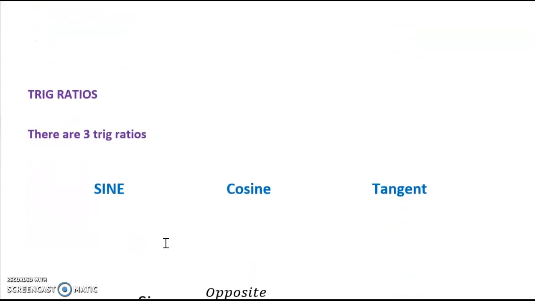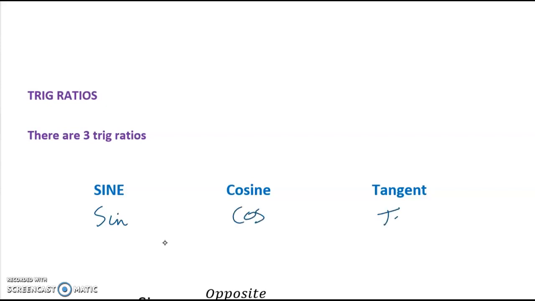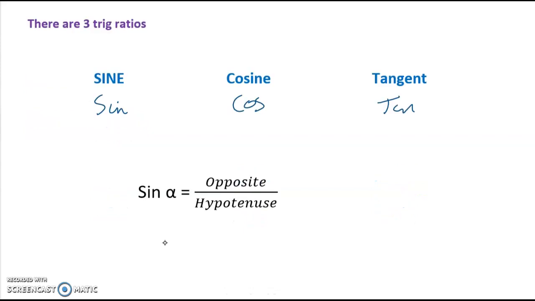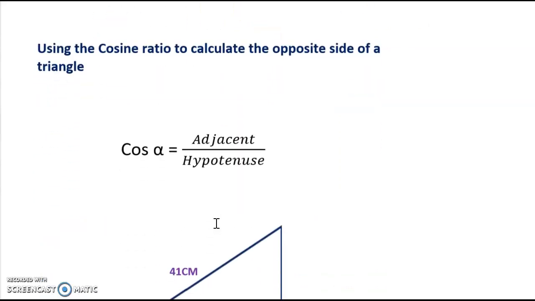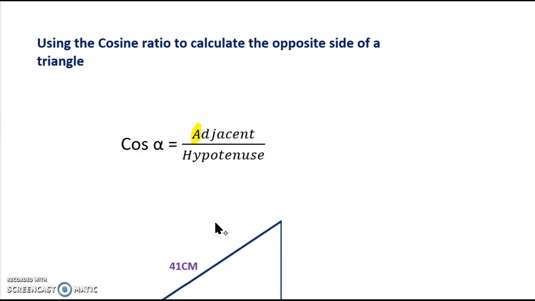Remember our three trig ratios are sine, cosine and tangent, otherwise known as sin, cos and tan. Our sine ratio was the opposite side over the hypotenuse. So we were using the opposite and hypotenuse for the sine ratio. For the cosine ratio, we're still going to use the hypotenuse, but this time instead of the opposite, we're going to use the adjacent side. The good thing about trig is the calculations are exactly the same. You're just using different sides.